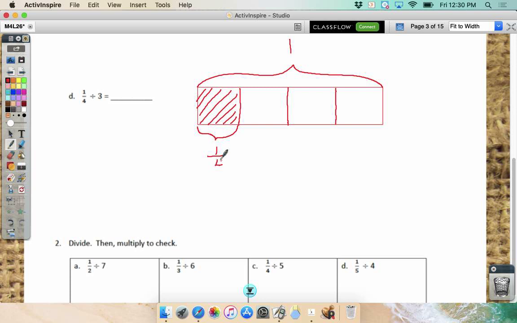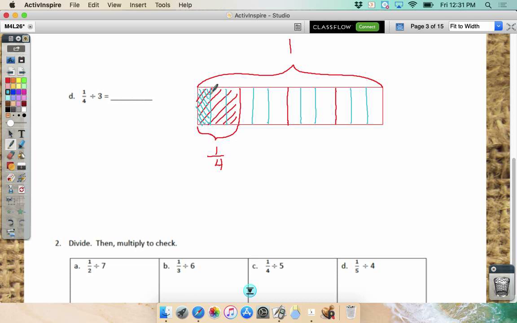Please make sure you're doing everything I am. That's going to make your life easier. Okay. And how many friends are we sharing the 4th pan with? 3. So you'll have to divide each of the fourths into thirds, and double shade the first box.